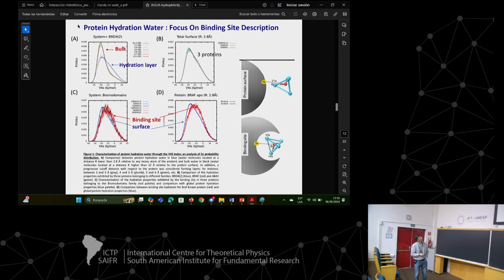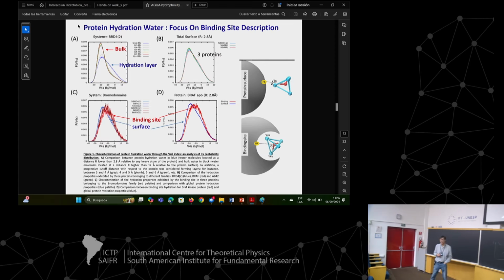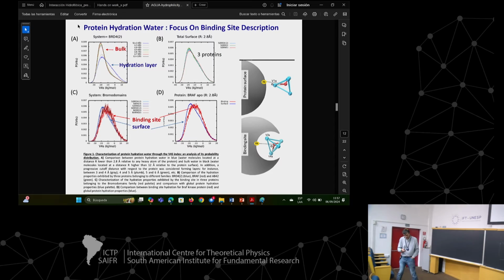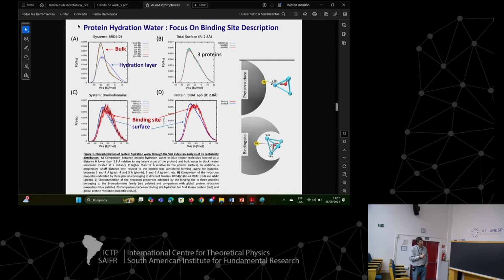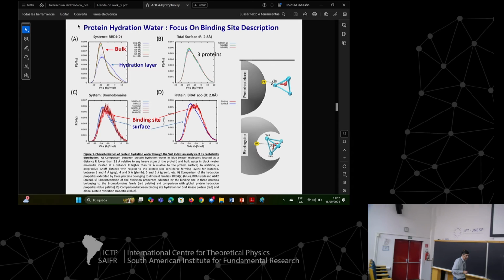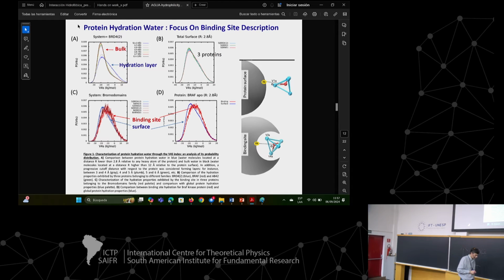Okay. Well, very quick, since I'd like to have time for the hands-on, so I have to be quick. These are also some preliminary studies. This is a study of protein hydration water.